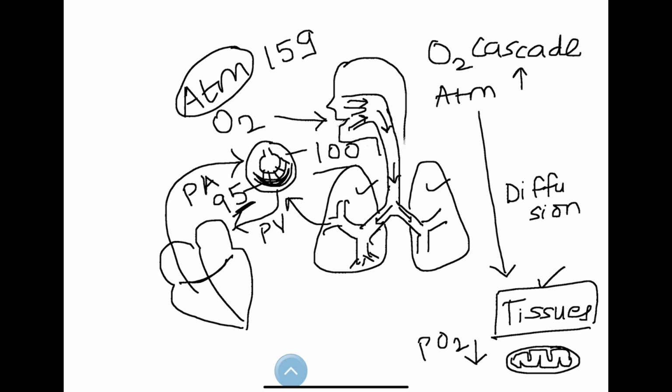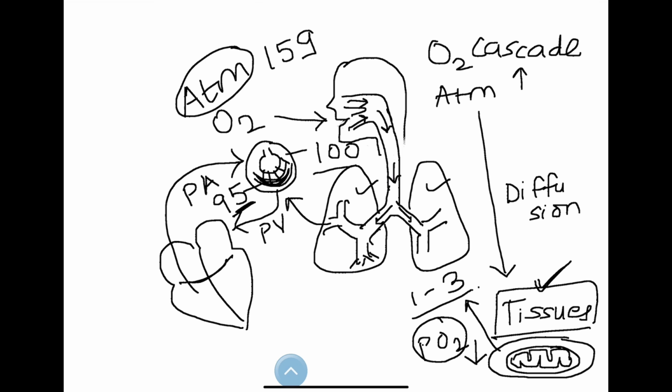As the blood reaches the tissues, oxygen diffuses out of the capillaries and into the cells, further lowering the partial pressure of oxygen in the blood. The lowest partial pressure of oxygen is found within the mitochondria, where oxygen is utilized for cellular respiration, so it is generally about 1 to 3 mm of mercury.